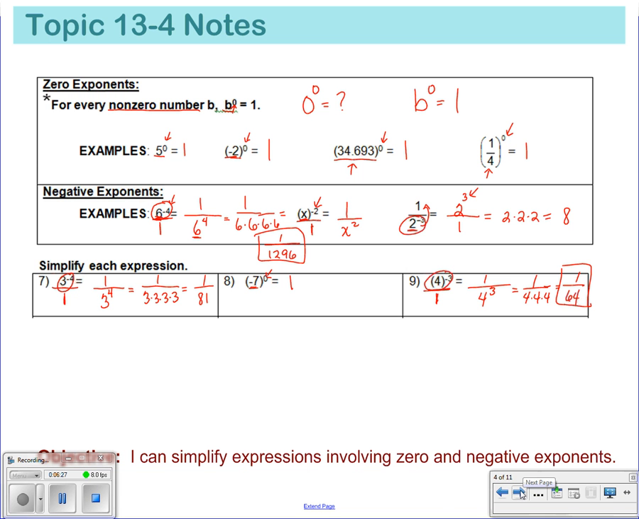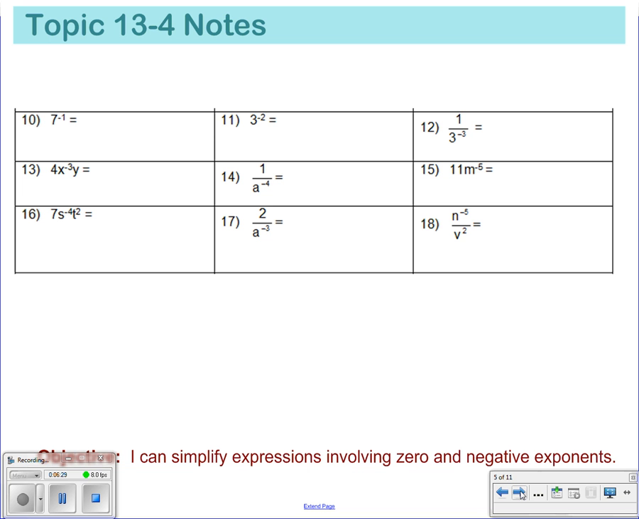Let's keep doing some more examples. We have 7 to the negative 1. Again, I see the negative, so I know I'm going to have to do some moving. It was on top, so now it moves to the bottom. The 7 stays a 7, but the negative 1 now becomes a positive 1. And so this becomes 1/7.